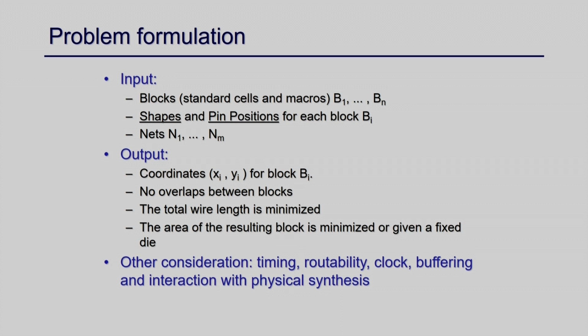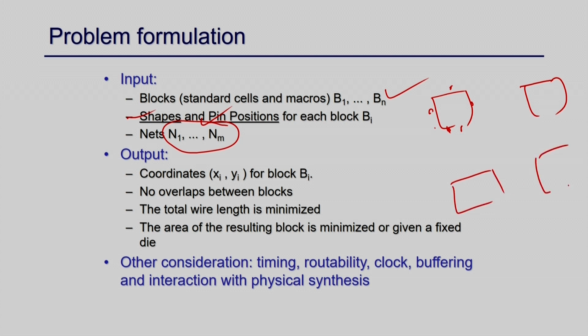So, what is the placement problem? Now you are physically going to place those blocks in your layout area. The input is that there are, say, n blocks, and the shape is now fixed by the floor planning. Pin positions are also fixed by the floor planning, exactly where each pin will be. For each block, the connections among them, from pin to pin, are also given to you, right. So, all of this is given to you now.